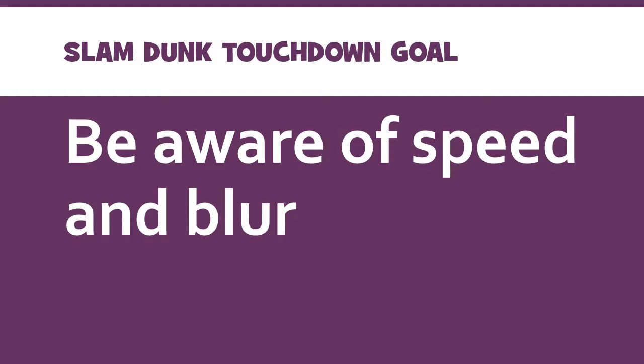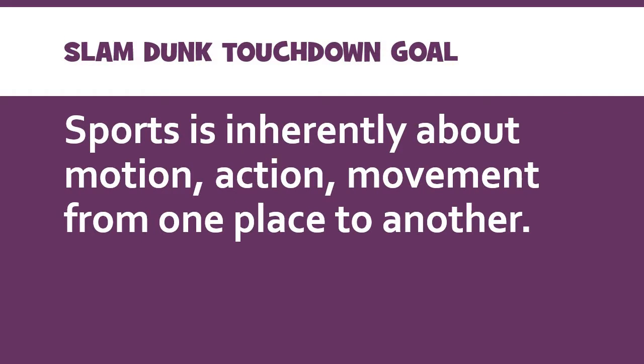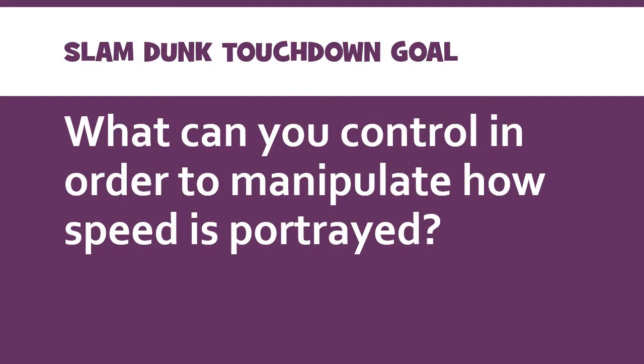First of all, we're going to get a little bit more into some nuts and bolts stuff here, along with at least one big storytelling aspect. One is be aware of speed and blur. Sports is inherently about motion, about action, about movement from one place to another. Usually it's about speed. So let's think about when we talked about gear, the equipment that we shoot on, what we can do to control and manipulate how speed is portrayed. And that is shutter speed and aperture. Namely, shutter speed is what we're talking about here.